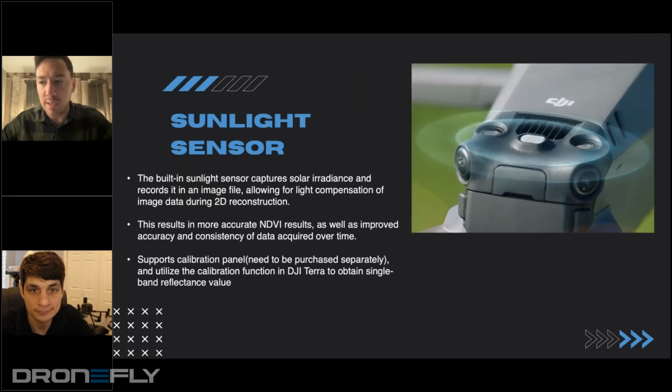So you mentioned the sunlight sensor replacing the beacon. Do you want to talk about why this is important, how this is used for those that are doing ag work? Because this is unusual for other drones in our space.